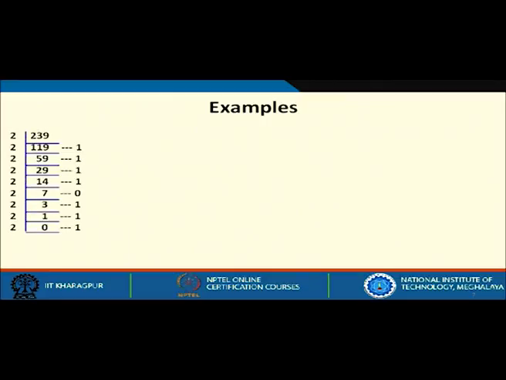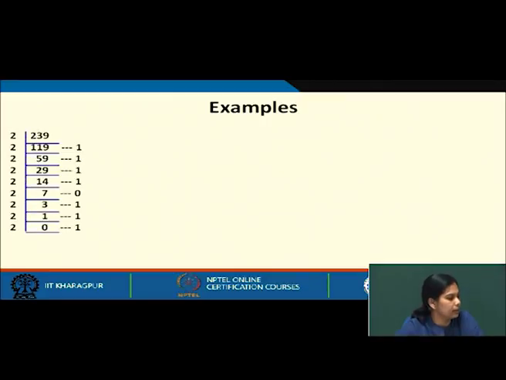Now, the examples I have already given. So, let us see some more examples. Here in the same way, 239 in decimal can be converted in this fashion into binary, where we get 1110 1111. We write it in reverse order. So, 239 in decimal can be converted to 1110 1111 in binary.